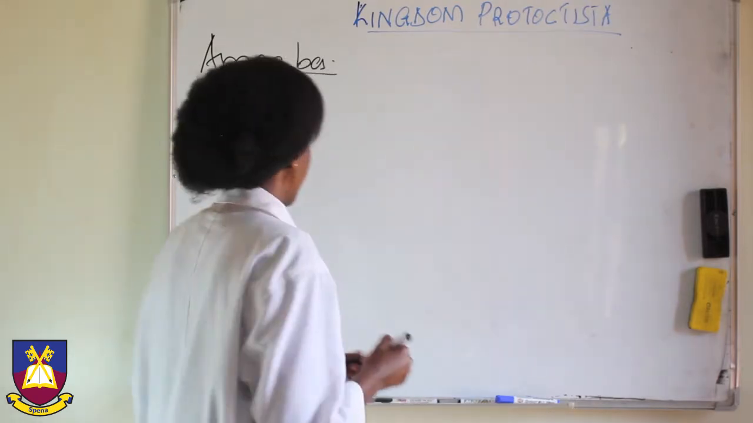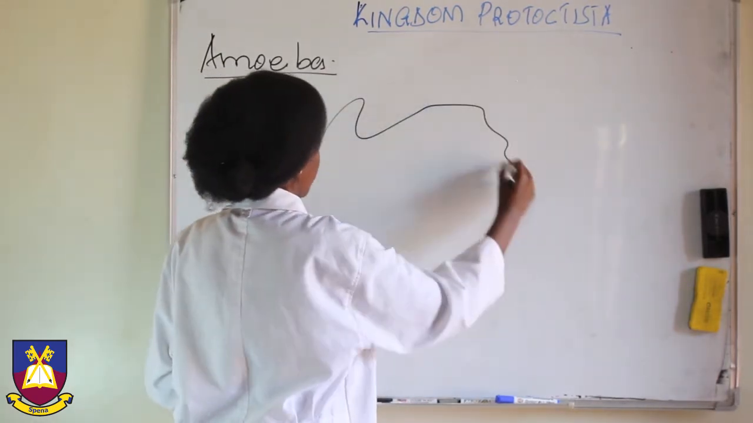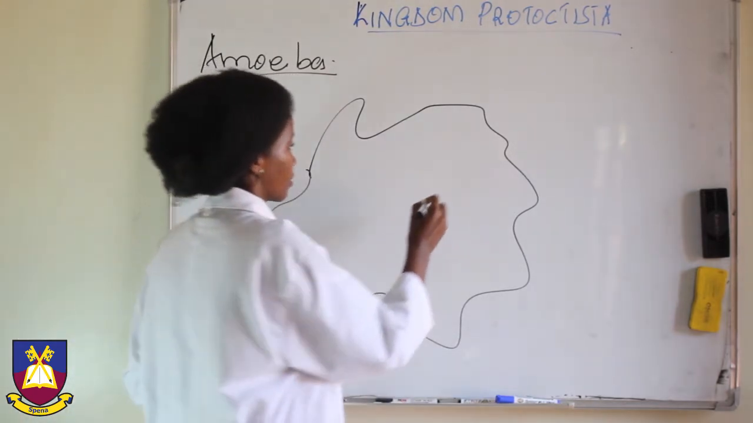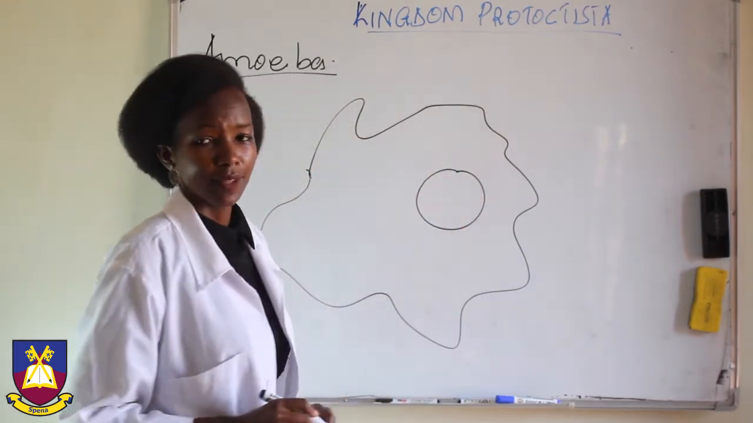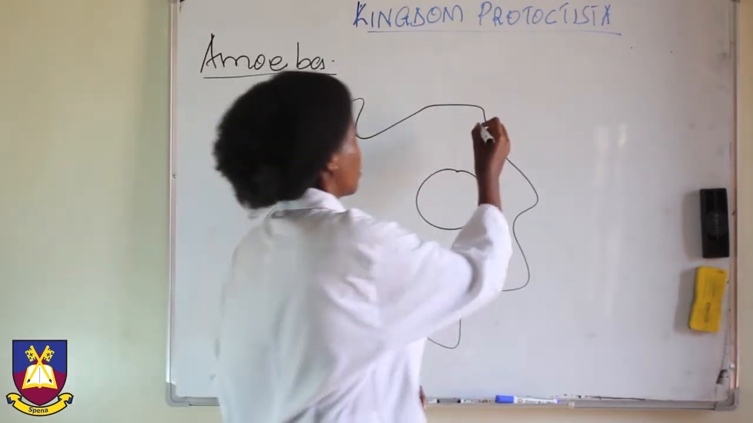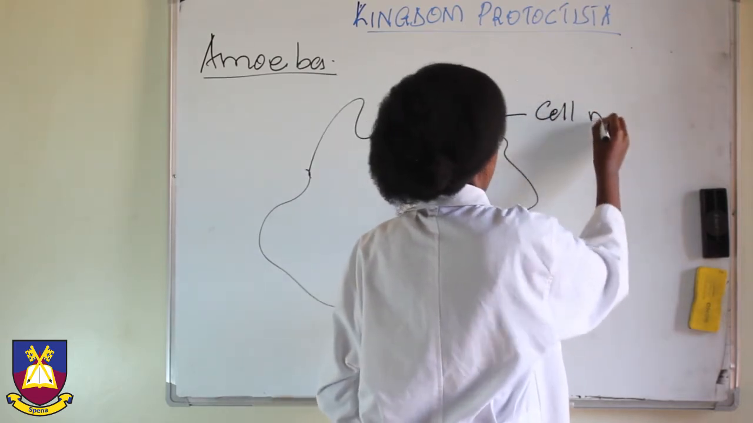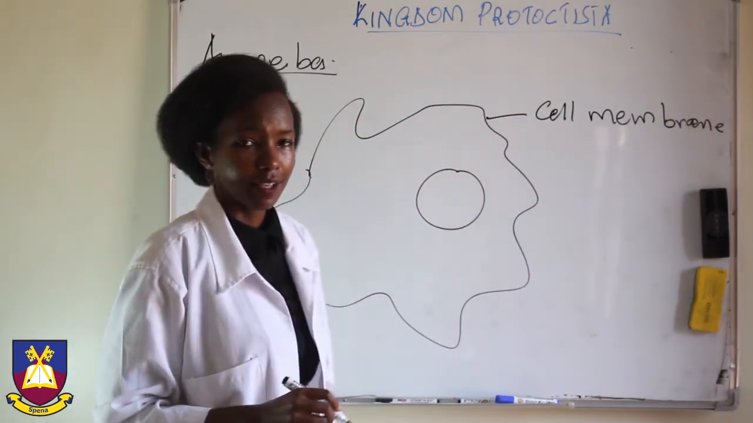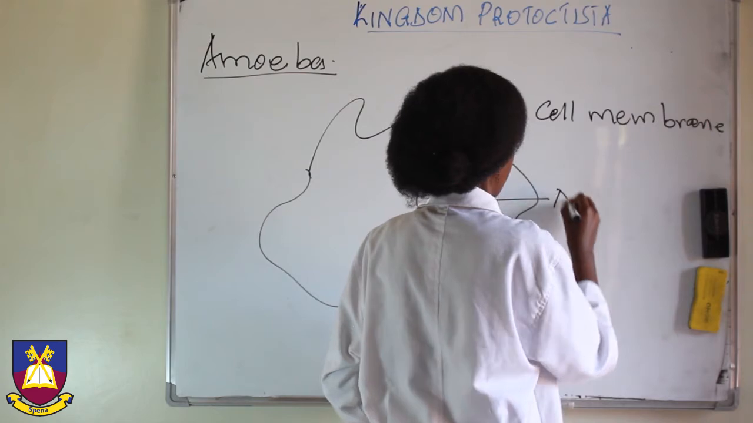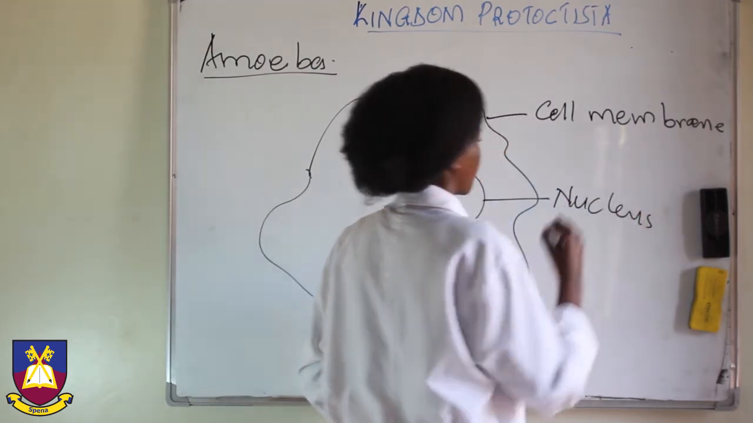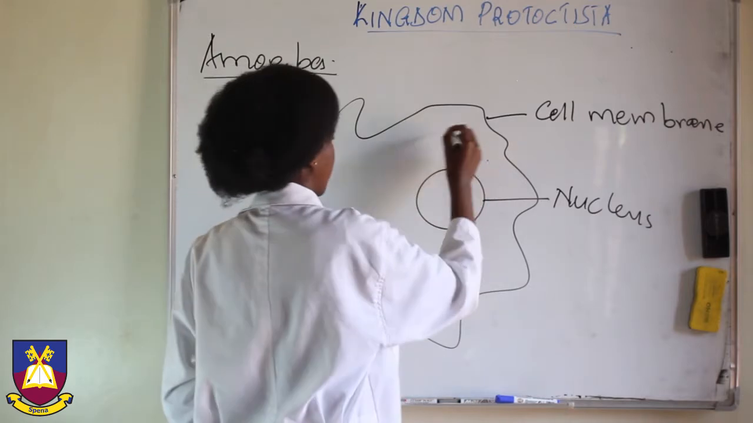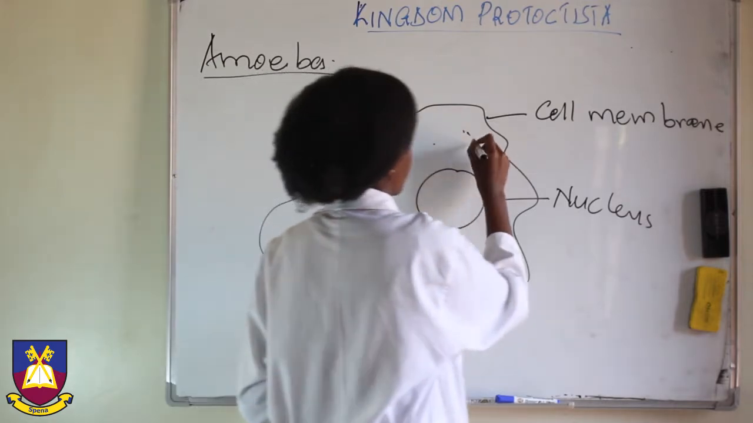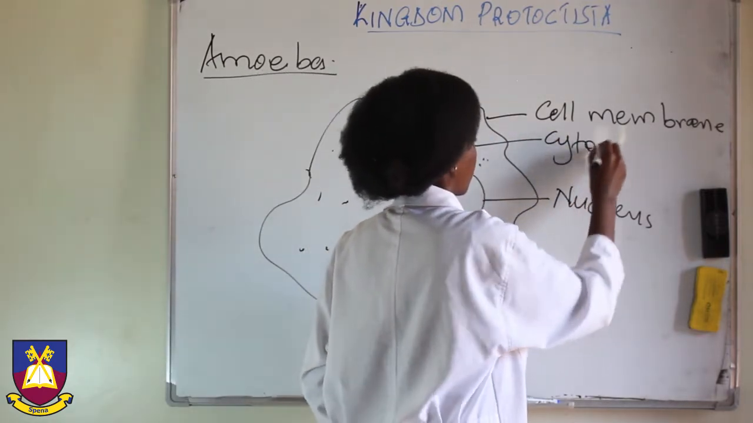Structurally, amoeba does not have a very clear structure. Okay, it definitely has a nucleus. It does not have a cell wall, and so definitely this is its cell membrane. As we have said, this is its nucleus. We can almost already guess what this is. Like all cells, this is the cytoplasm.